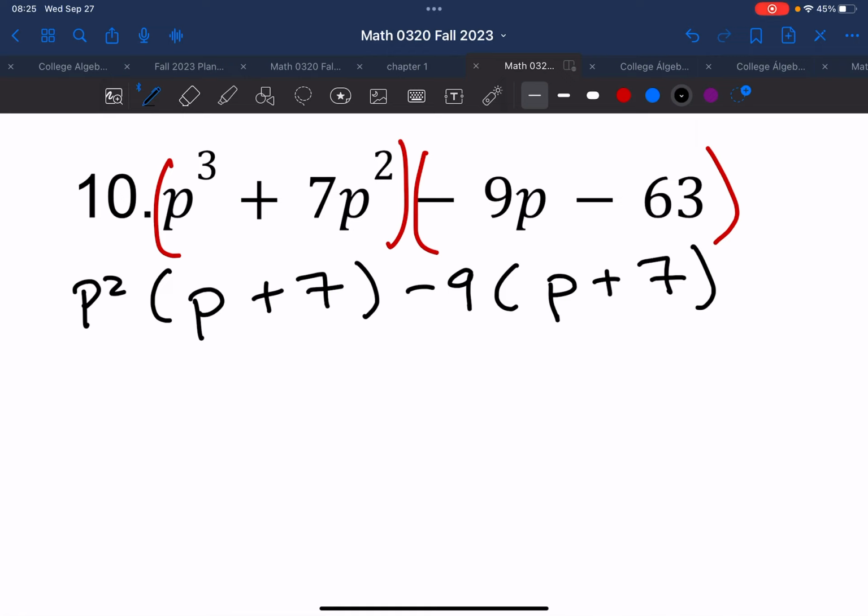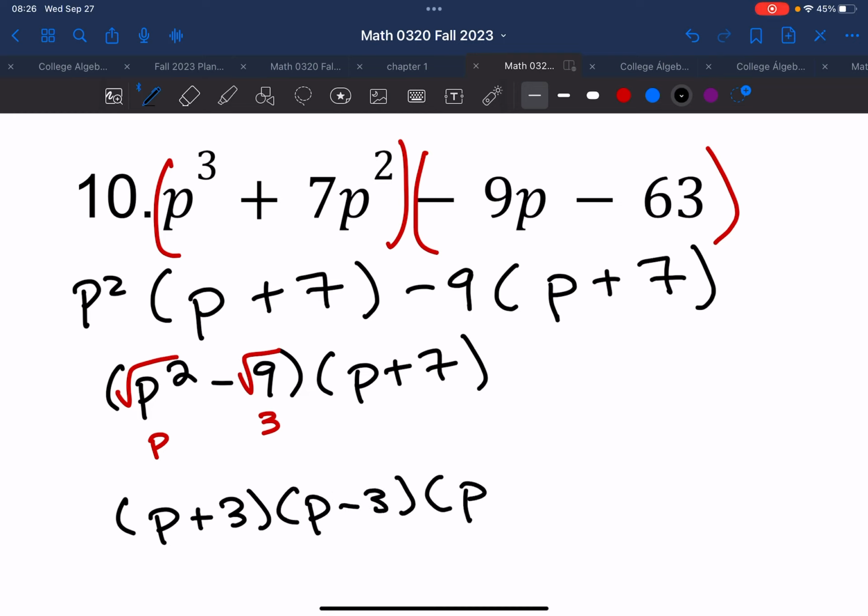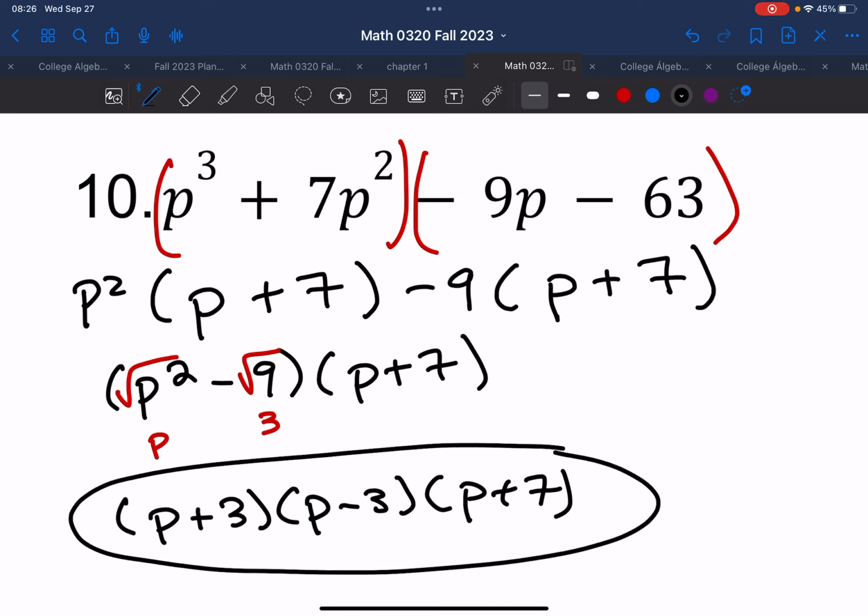Once I had the GCF taken out from each, I have p squared minus 9 and p plus 7. Is this the answer, or do we have one more thing to do? One more thing to do. One more. We have to still factor that first parenthesis because we noticed that it is that perfect square example. So you should have got p plus 3, p minus 3, p plus 7 as your answer.